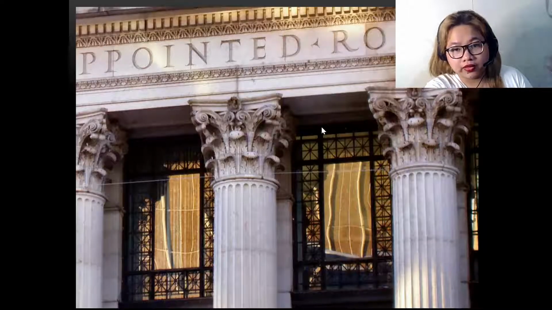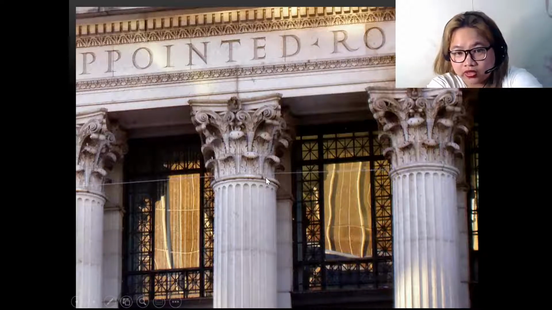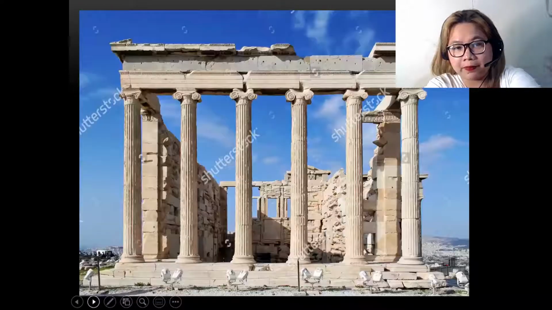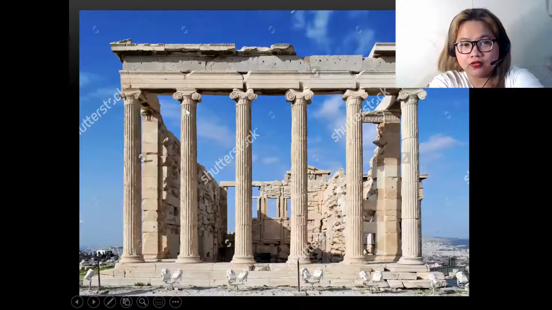So, this one, take a guess, I'm giving you 3 seconds. What is this? Is this Doric, Ionic, or Corinthian? Okay. So, this is actually Corinthian, because it's very elaborate. How about this one? What do you think this is? So, this is Ionic.